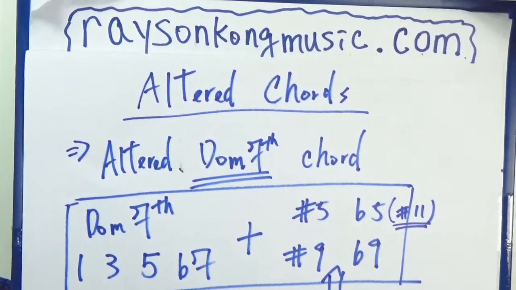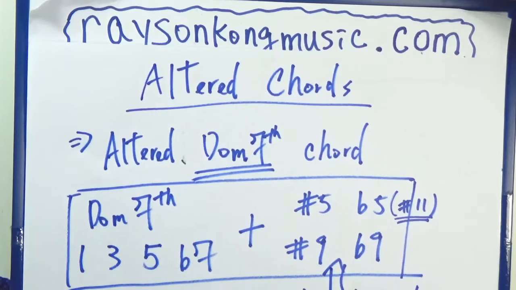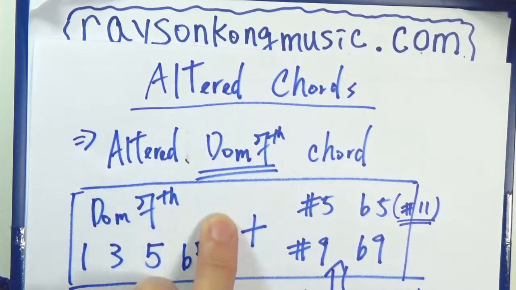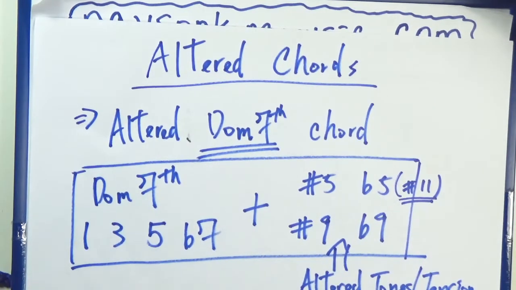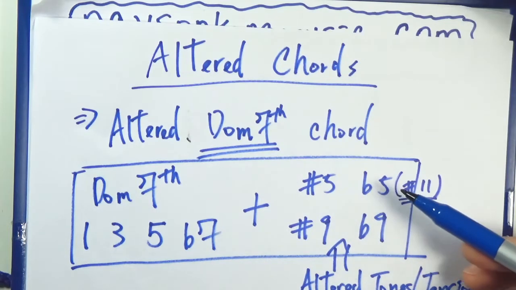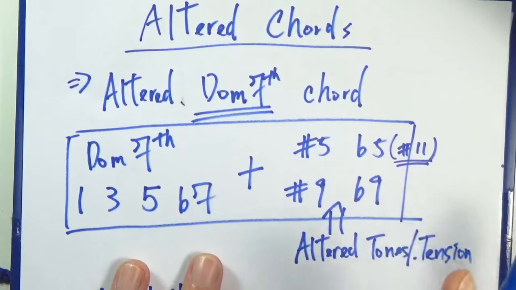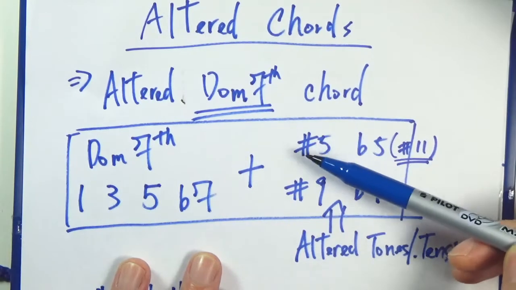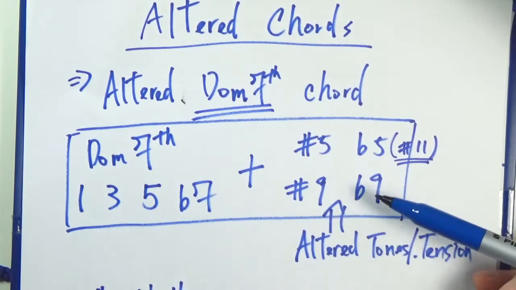Hello everybody, let's talk about altered chords. The definition of altered chords is basically a dominant 7 chord plus these tensions. We call these altered tensions or tones. So there's sharp 5, flat 5, sharp 9, and flat 9. Notice that we can also use the sharp 11 in lieu of the flat 5 sometimes, and there's a special use case for this. For now we focus on sharp 5, flat 5, sharp 9, and flat 9.